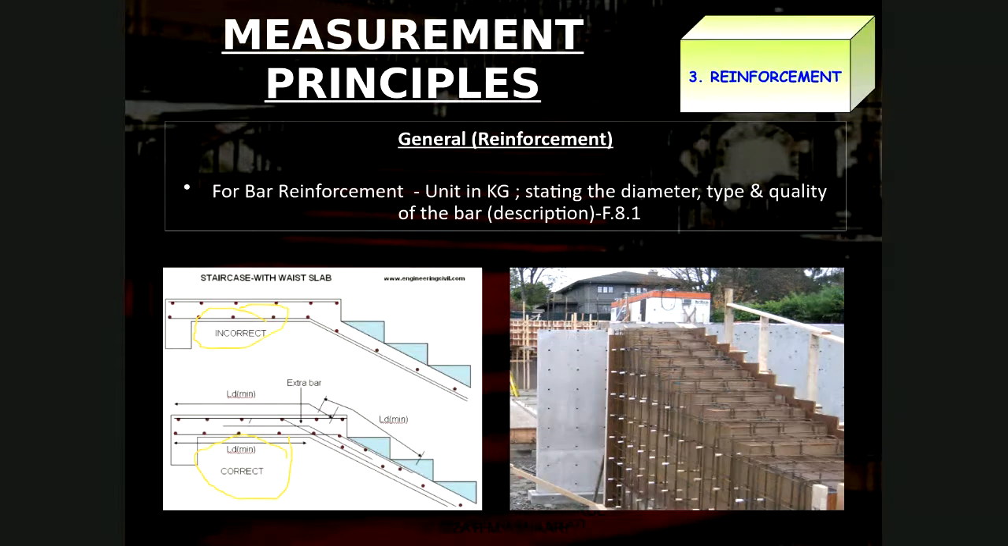Must overlap means, if you look at the first design that is incorrect, you can see that there is no overlapping of the bar reinforcement between the bar inside the slab and the bar inside the staircase. Principally, the bar must be overlapped between at least two different items or different components in that particular element. Look at this correct design.